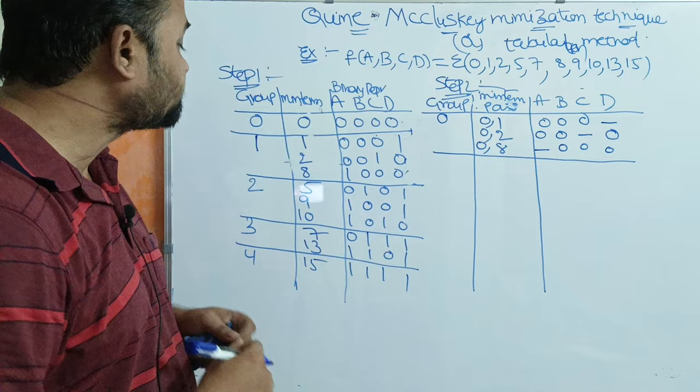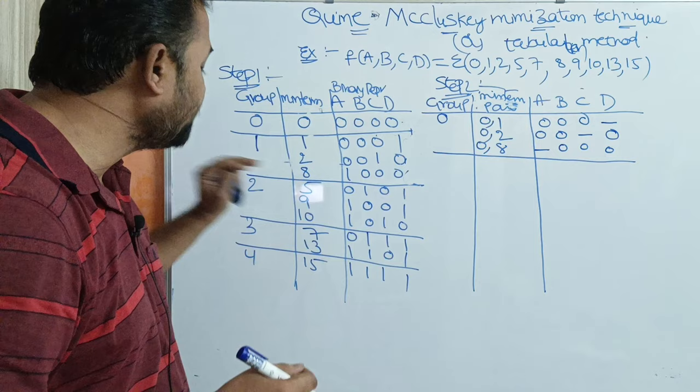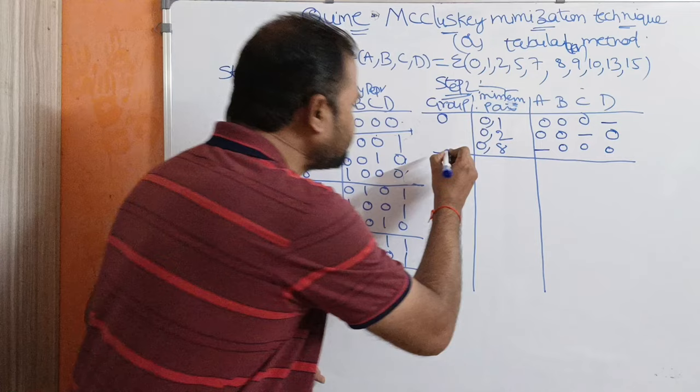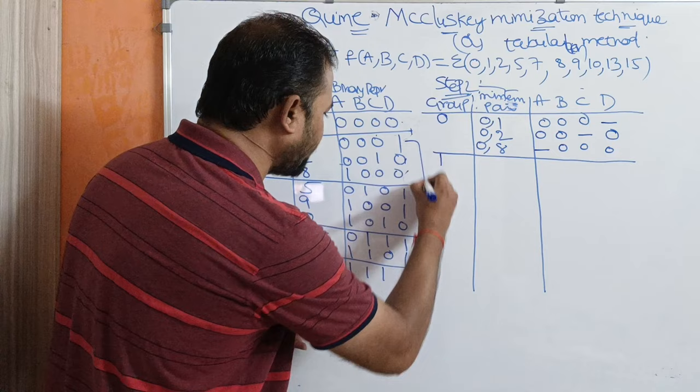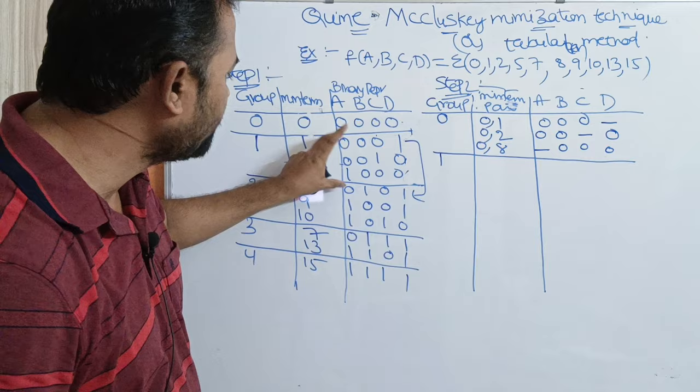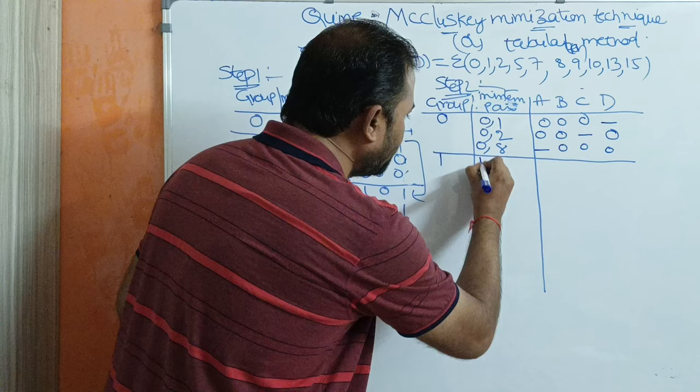Next, we have to compare group 1 with group 2. First, compare 1 with 5, 9, 10, and next compare 2 with 5, 9, 10. So the first group is over. Next, the second group, that is group 1. Compare 1 with 5. 0 0 0 1, 0 1 0 1. They differ by only one variable, so we can combine these two min terms. What is the min term pair? 1 comma 5.